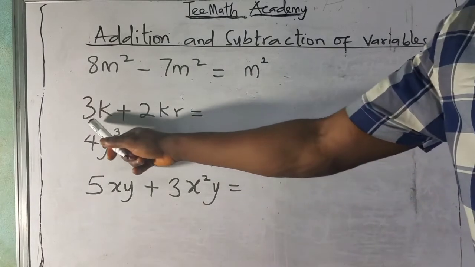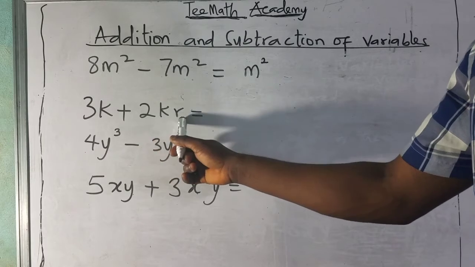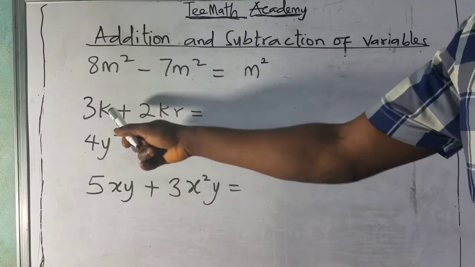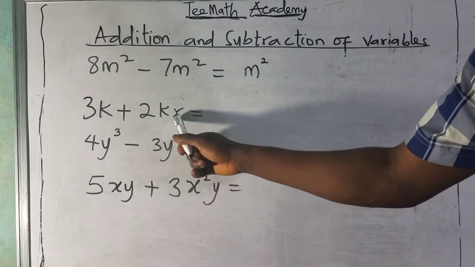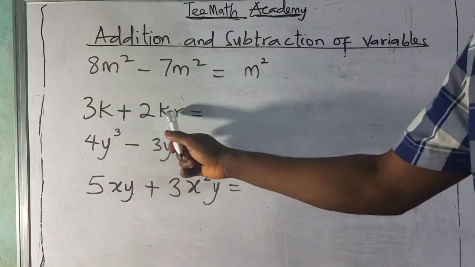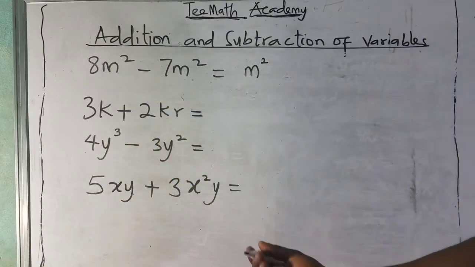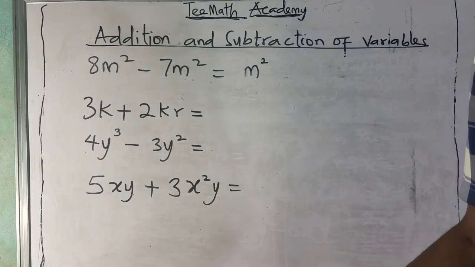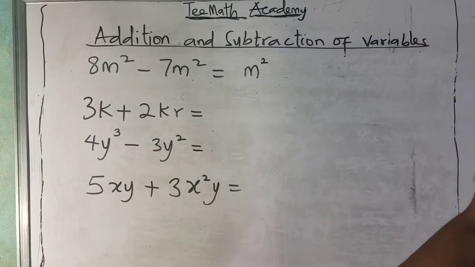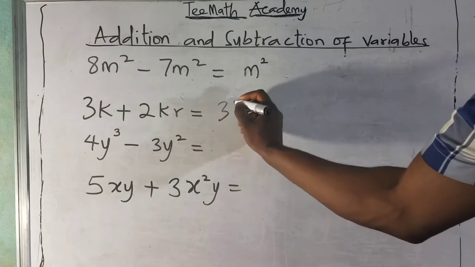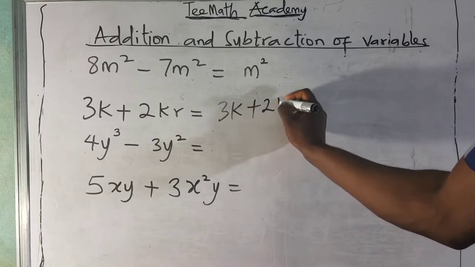Now, the next one is 3k plus 2kr. This one should have been possible, but because of this r, there's no r here. So they are not the same thing, not the same variable. kr is not the same as k. There is no partial in mathematics. Some people will write 5kr. It's not allowed here. Math should be perfect. So you write it back, 3k plus 2kr.